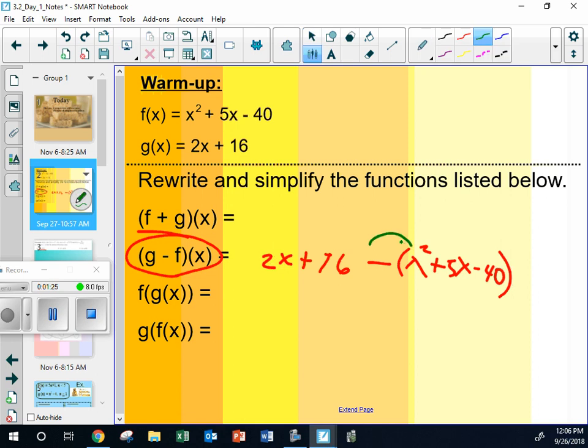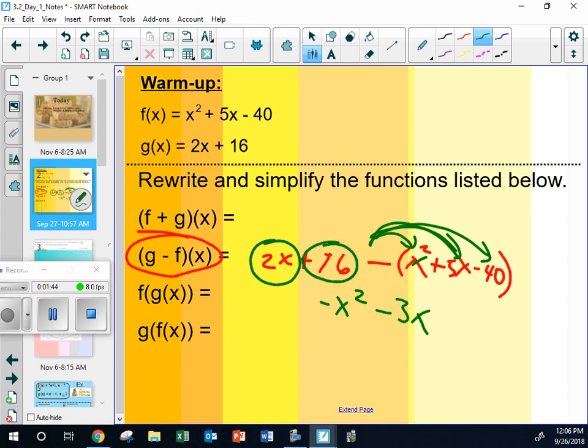All right, that parenthesis makes this negative get distributed. So final answer, the negative x squared doesn't have anything else to go with, so it's just in my answer, negative x squared. Then the negative 5x goes with the positive 2x and makes negative 3x. And last but not least, the 16 and the negative 40, which makes positive 40. Positive 40 and the 16 makes 56. Raise your hand if you had that one.